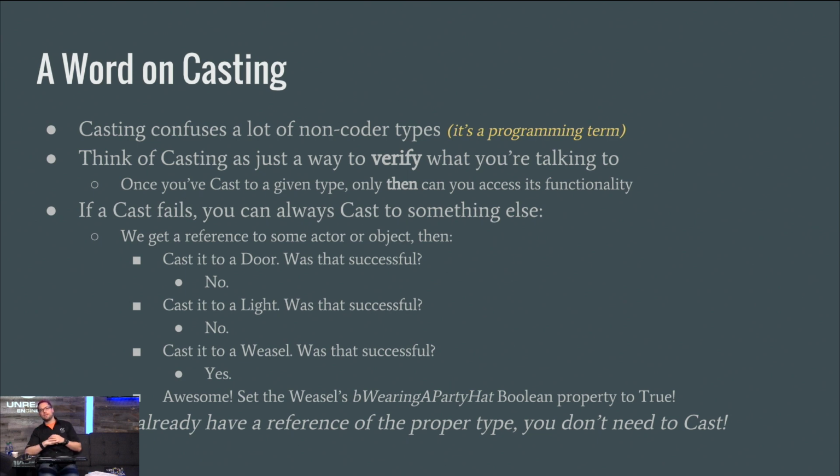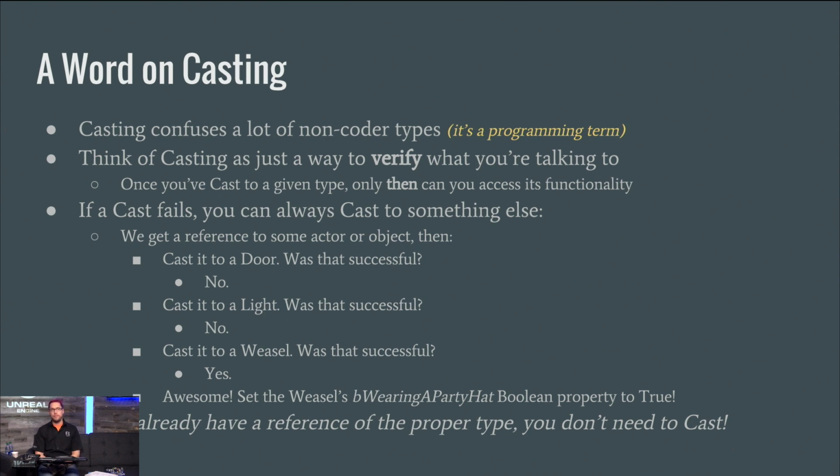Now, before I do, this is where, if you're totally new to casting, I hope you were listening earlier and you brought a notebook or something that you can follow along with. So casting, I find, confuses a lot of non-coder types. Programmers are a little more used to it because casting is a programming term. So if you've been writing code, you're almost certainly used to this concept. As I mentioned earlier, just think of casting as a way to verify what you're talking to. Once you've cast to a given type, only then do you have access to it. Only then can you talk to it, and you can ask it things, and you can tell it things, and you can call functionality on it. If a cast fails, you can always cast to something else.